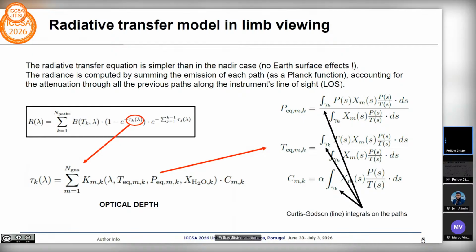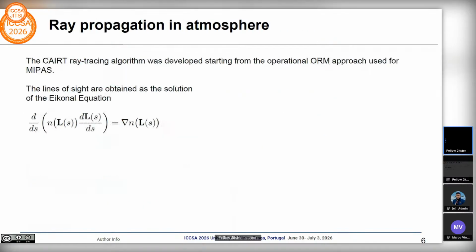And the point is that to compute this line integral in an accurate way, we need to reconstruct in an accurate way the line of sight, and so each single path in this kind of discretization. So we put more attention on this aspect that is called ray tracing. So how can we compute the trajectory of the line of sight?